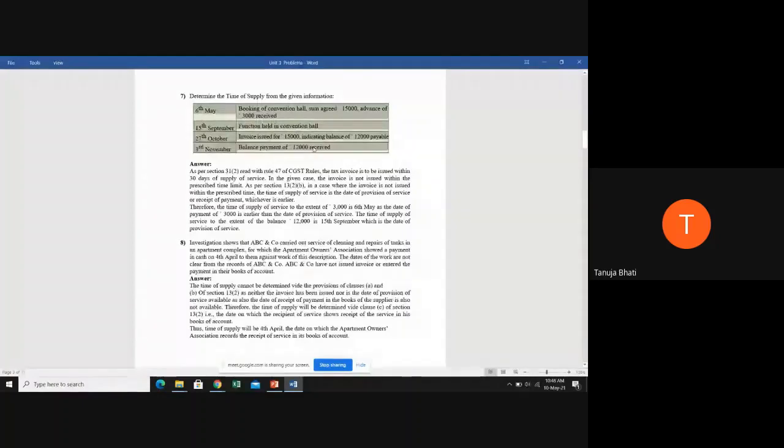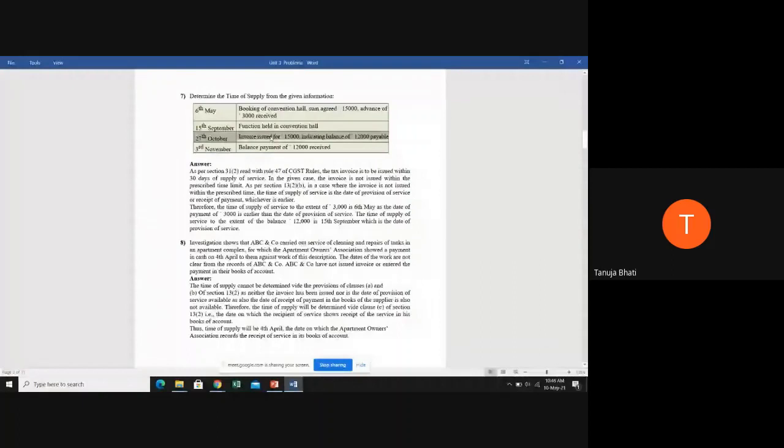In respect of services, for the time of supply, you need to first check whether the invoice is issued within the prescribed time. If it is issued within the prescribed time, it will be the date of issue of invoice or the date of receipt of payment, whichever is earlier. So let us check whether the invoice is issued within the prescribed time. When is the invoice issued? It is issued on 27th October.